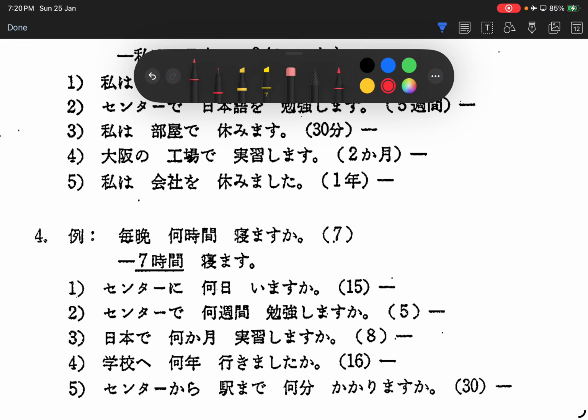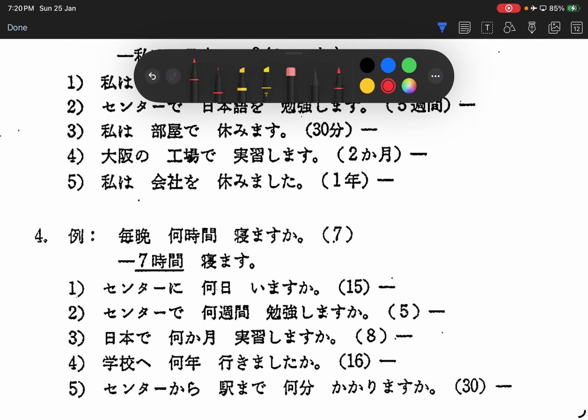Who is next up? Is it Rachel? Bracket 15. So, 何日? How to count days? 15日? 15日 means 15th of the month? How to say duration? You see the question? We don't say 15日時間. 15日間. Right, 15 days duration.